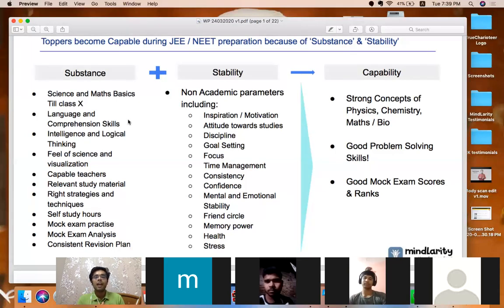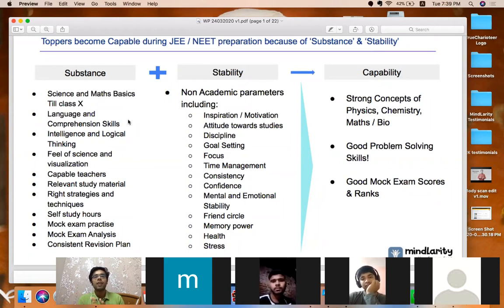Only when you have good basics till class 10th will you be able to understand the concepts of 11th and 12th very thoroughly. Otherwise, you will face a challenge. By basics till class 10th, I mean concepts like force, momentum, velocity, speed, time, distance, temperature, heat, enthalpy, elasticity, fluid mechanics, and so on. These are the concepts you get introduced to in your class 8th, 9th, and 10th.